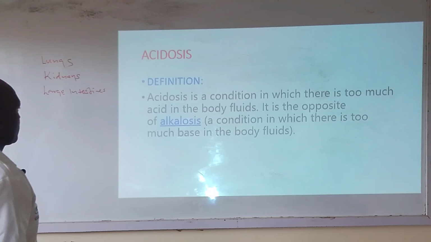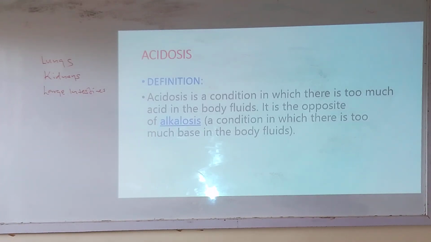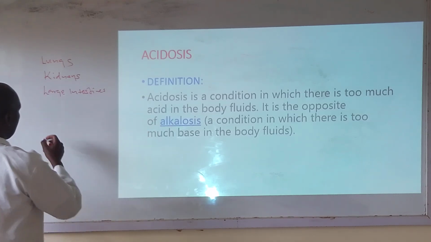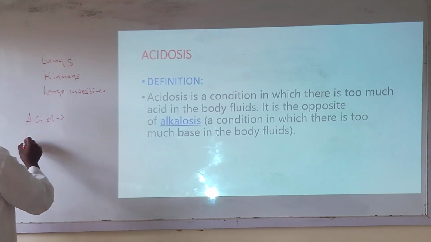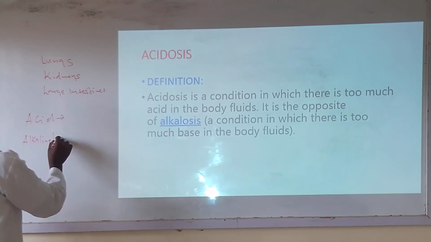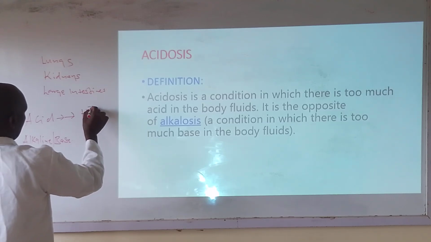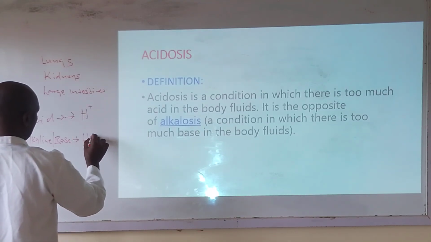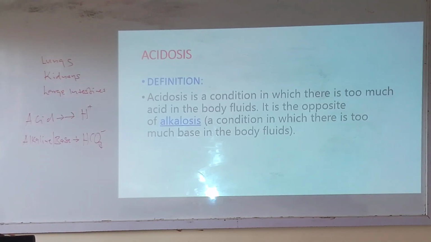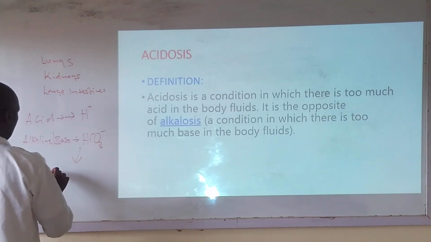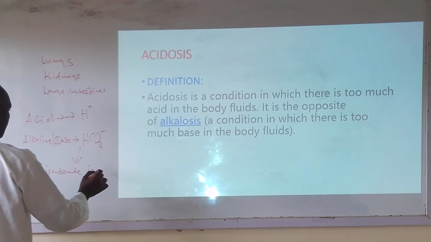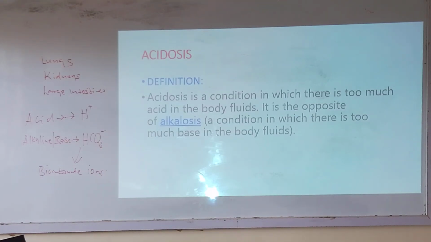and that is the opposite of alkalosis, which means there is the issue of acid, and there's the issue of alkaline. Alkaline is just a base. Here, the main culprit is actually the hydrogen ions, while here the main culprit is actually the bicarbonate ions. So, in acidosis, there is accumulation of acid in the body. And acidosis is the opposite of alkalosis.